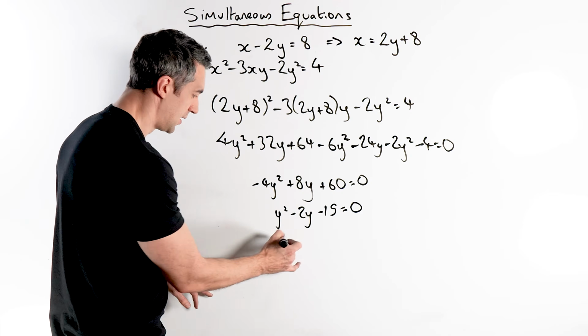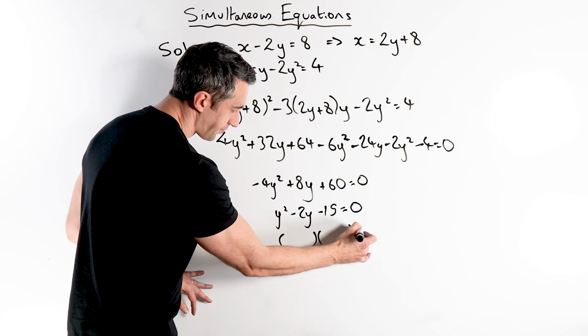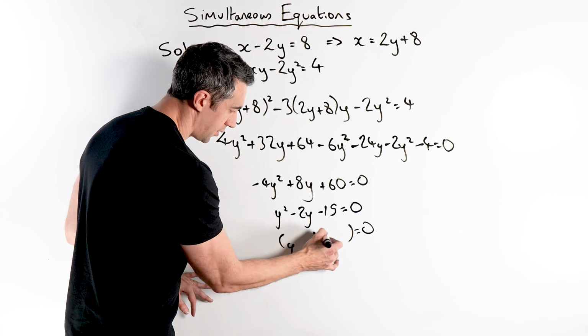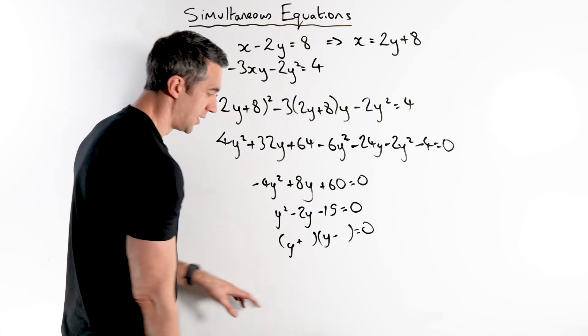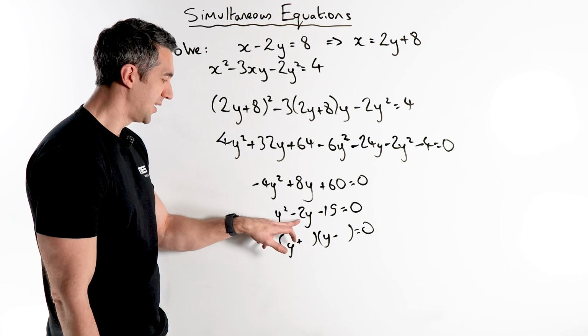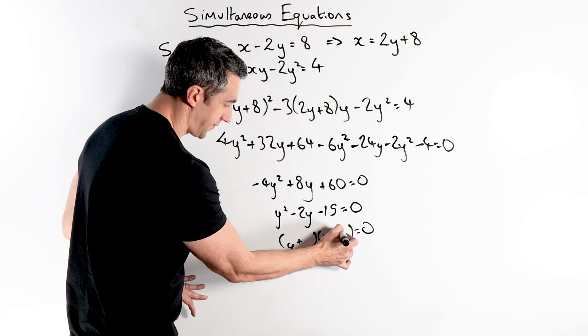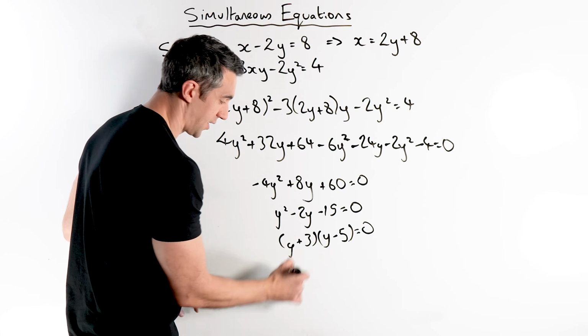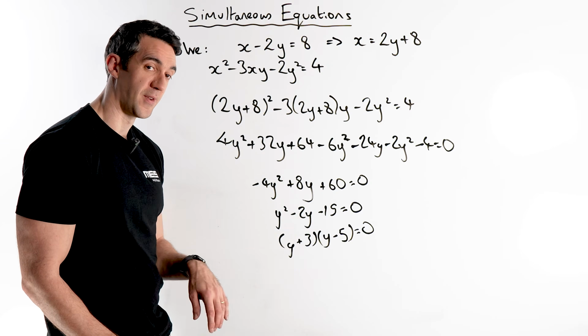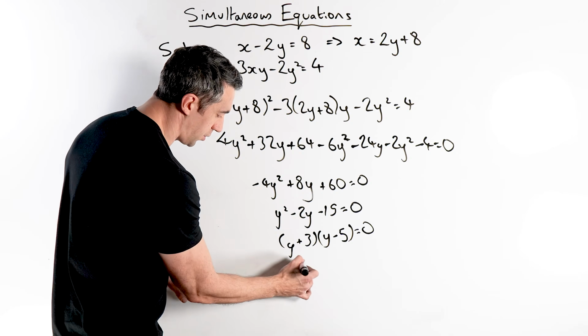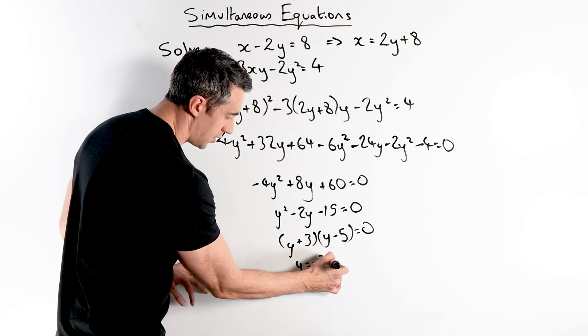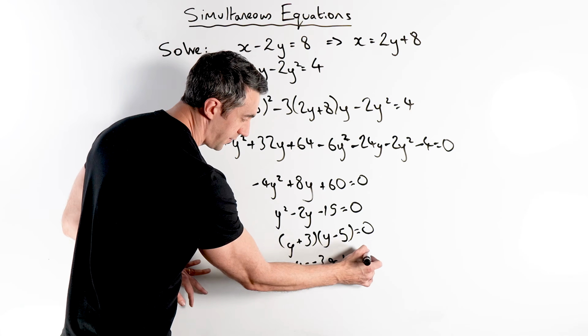It's going to factorize. So we put our brackets in, we put our y in both, we're going to have 1 plus and 1 minus. So multiply to make minus 15, difference of minus 2, is going to have to be minus 5 and then plus 3. So minus 5 and plus 3 add to make minus 2. So we get our two solutions for y. So y is equal to minus 3 or y is equal to 5.